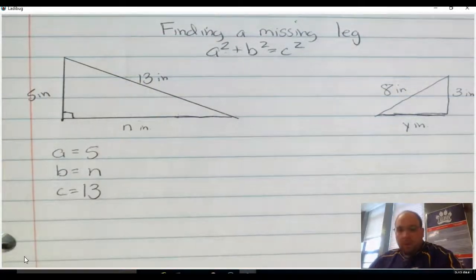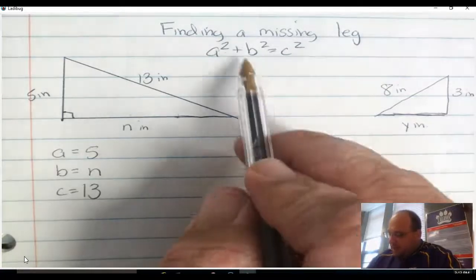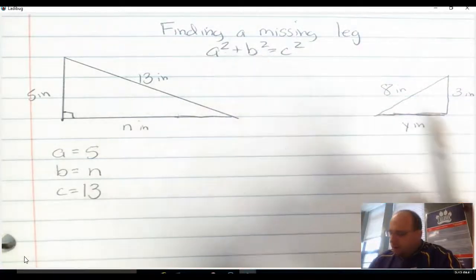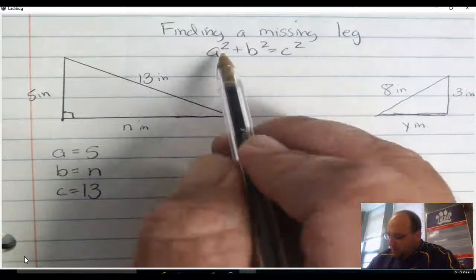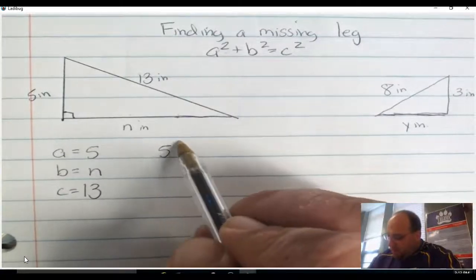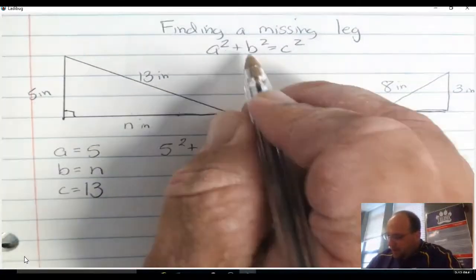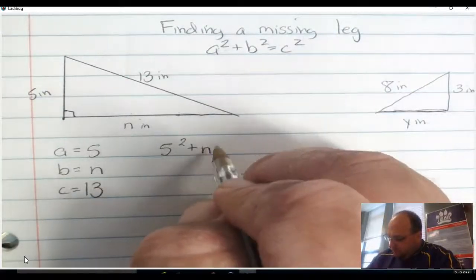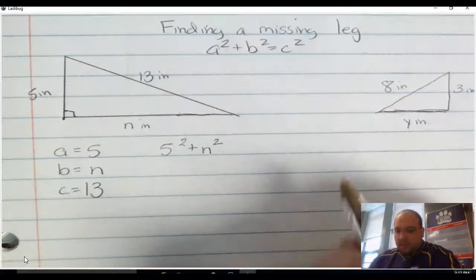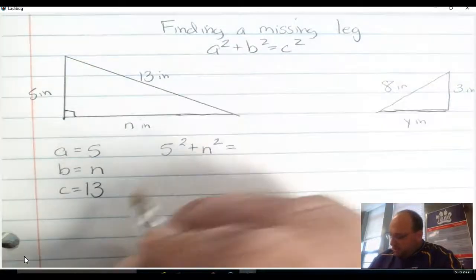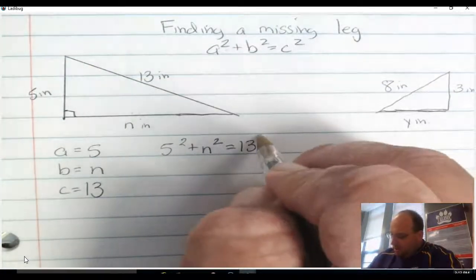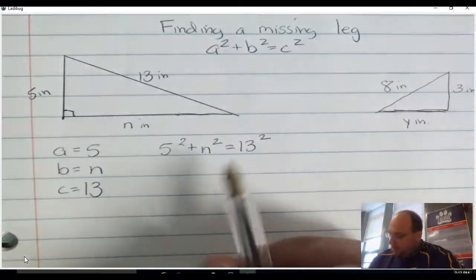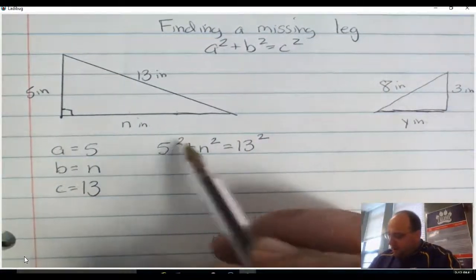All right, so we substitute that into the equation a squared plus b squared equals c squared. I'm going to put 5 in for A, so I'm going to have 5 squared, plus b squared, which we had was N, so n squared, equals c squared, which is 13 squared. So I'm going to simplify. 5 squared is 25.